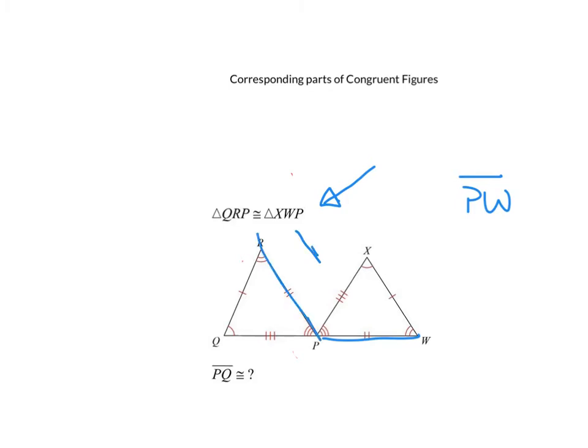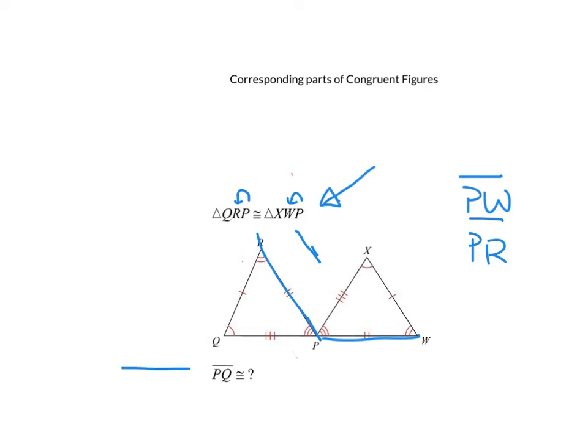It is here, PR. And again, if you don't have the markings on the picture already, look at the order of letters. They're asking us P to W, so we're going to look at the same order of letters in the congruency statement, PR. Those would be corresponding parts, and they are congruent to each other.